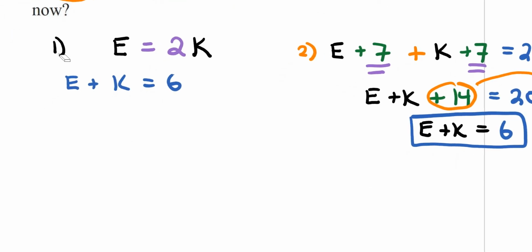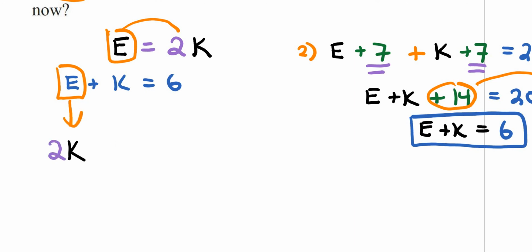There are my equations, and I would go ahead and use substitution because we know that E equals 2K. When I see an E here, I'm going to replace it with 2K. So 2K plus K equals 6. Then 2K plus K is going to be 3K, so 3K equals 6. And then divide both sides by 3.